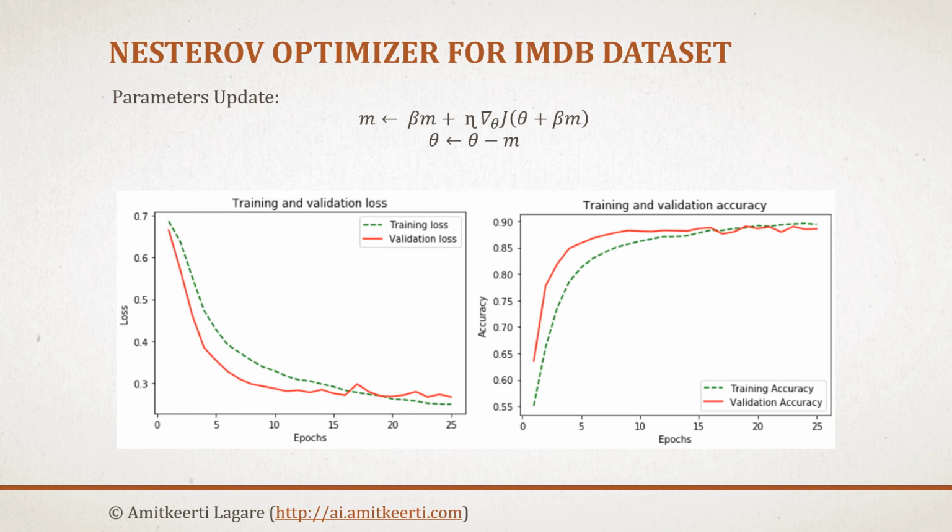Nesterov accelerated gradient marches towards the minimum at a faster rate compared to the momentum optimizer. When Nesterov optimizer was applied to the IMDB dataset, no additional improvement can be seen in comparison to RMS prop or momentum optimizer.